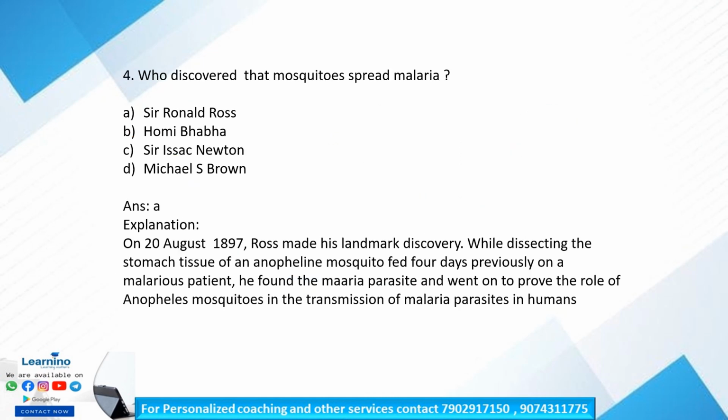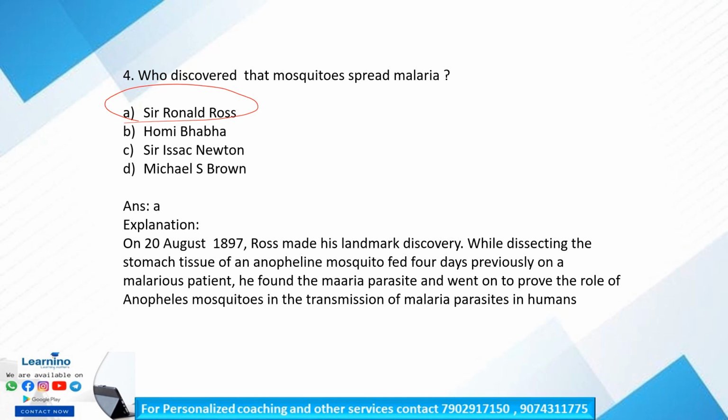Question number 4. Who discovered that mosquito spread malaria? Okay. Option A is our correct answer, Sir Ronald Ross. Okay, so let's see the explanation.